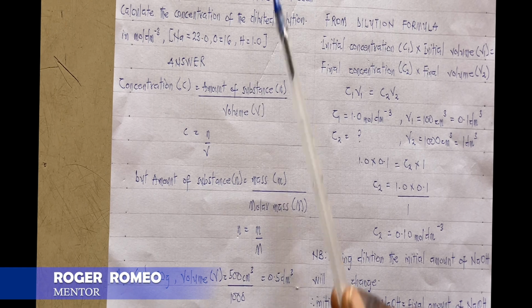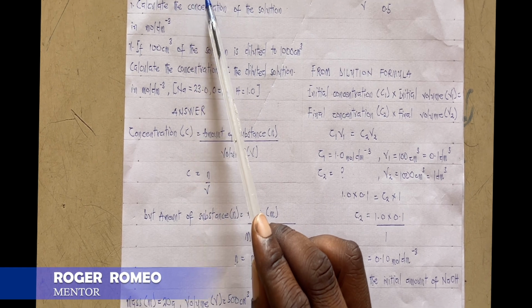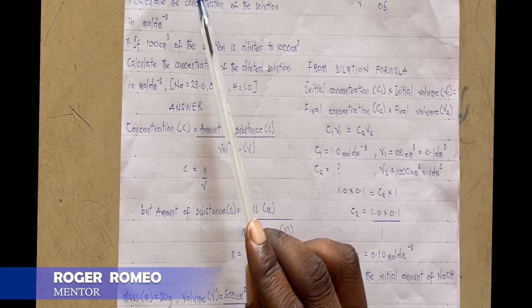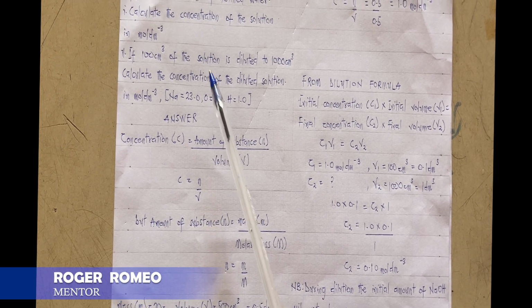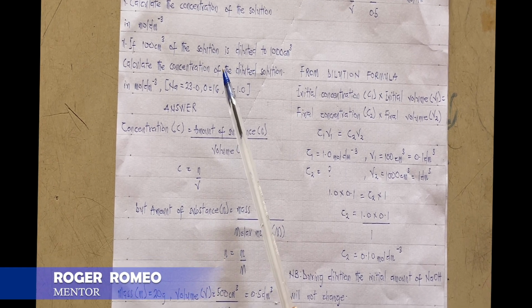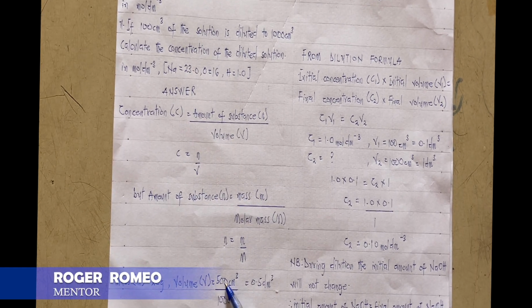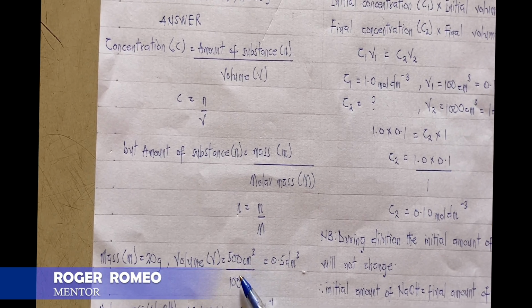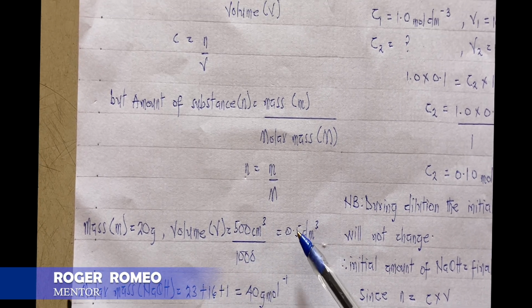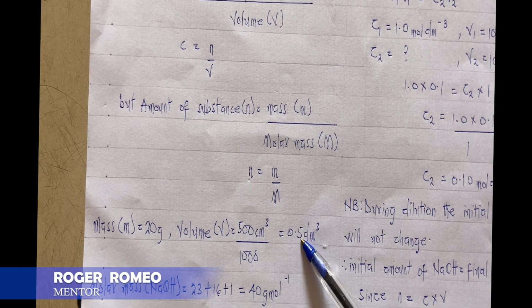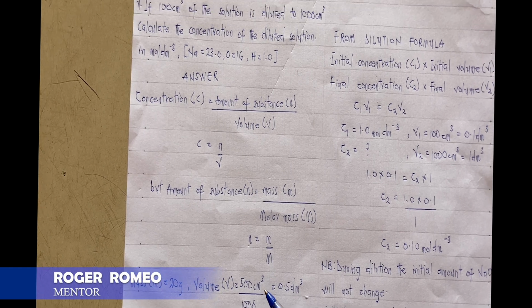So first of all, in the question, we have been given the mass. So we have 20 gram. We have the volume in cm cube, that is centimeter cube. And from the definition of concentration, where we say concentration is the amount of substance dissolved in 1 dm cube of a solution, it means that the volume needs to be in decimeter cube. So here we convert from cm cube to dm cube. And how do we convert it? We divide by 1000, and that will give us 0.5 dm cube.